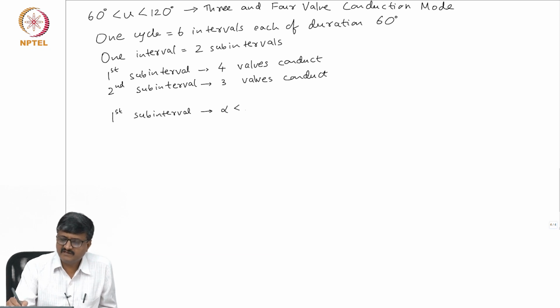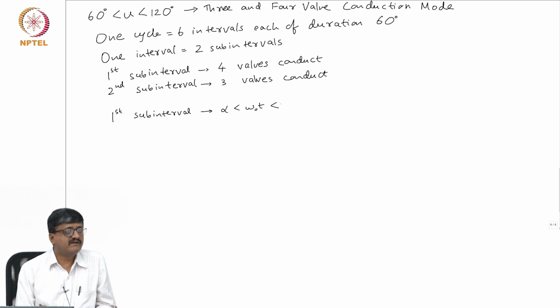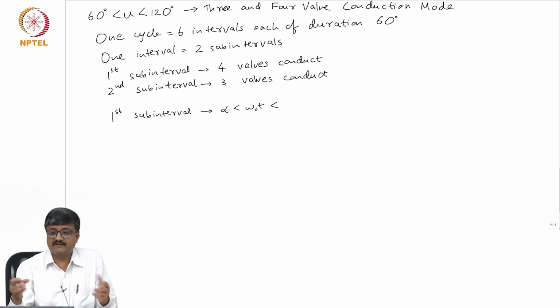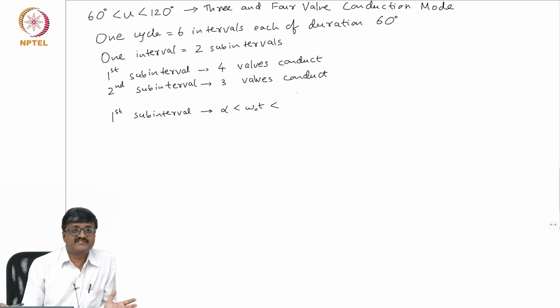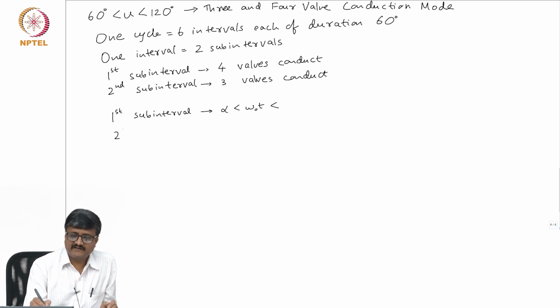So, the first subinterval corresponds to omega t between alpha and alpha plus U. See, if I take alpha plus U, now U is greater than 60, you are crossing the duration of 60 degrees. See, one subinterval is less than one interval. One interval is only 60 degrees. Okay, let us fill that later.